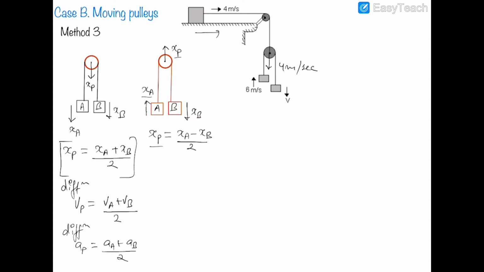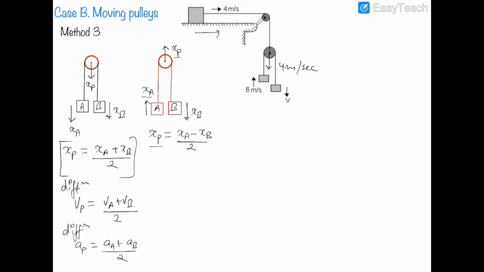In some other situation, let's suppose XP would be downward, then I would write the equation as XP is equal to (XB minus XA) by 2, because if XP is in the downward direction, I would assume the downward direction to be positive, and hence I would write XB as positive and XA as negative.